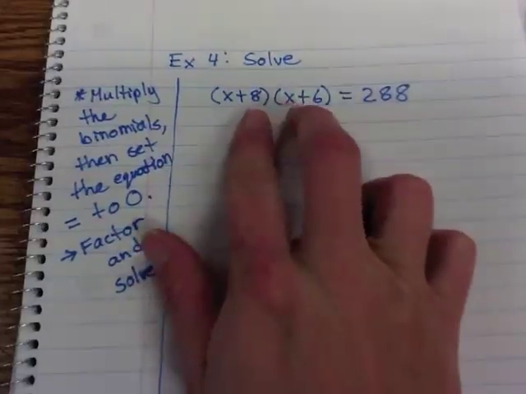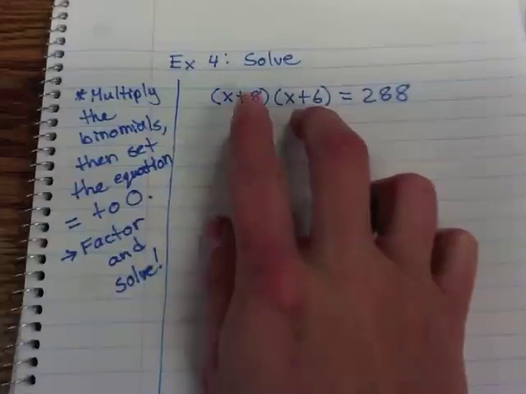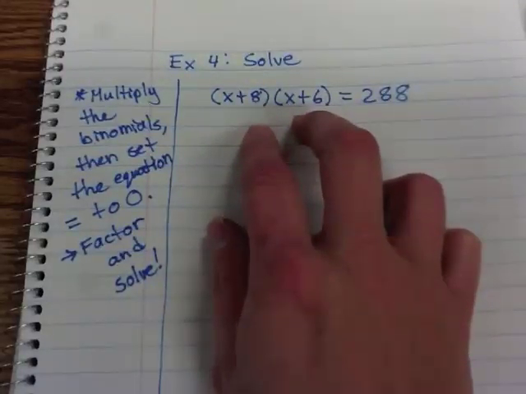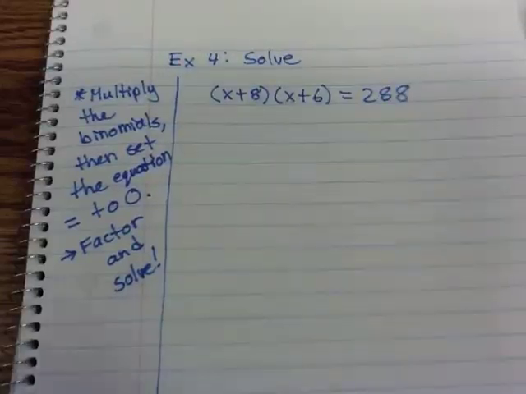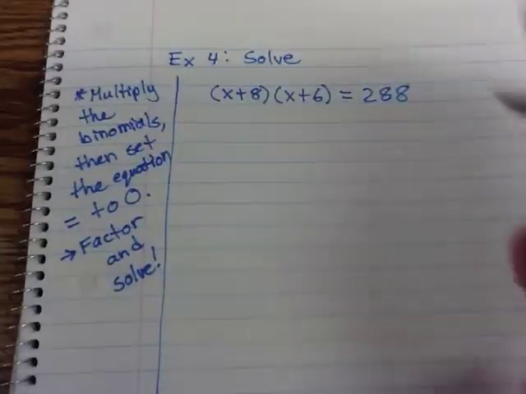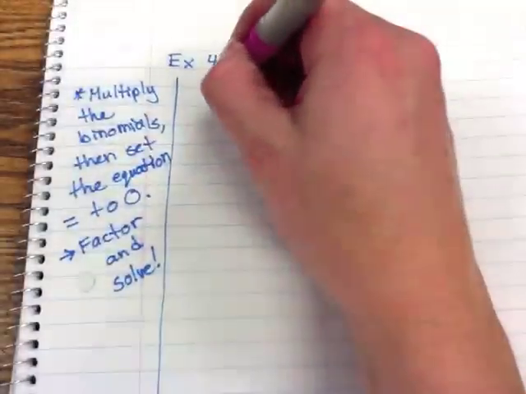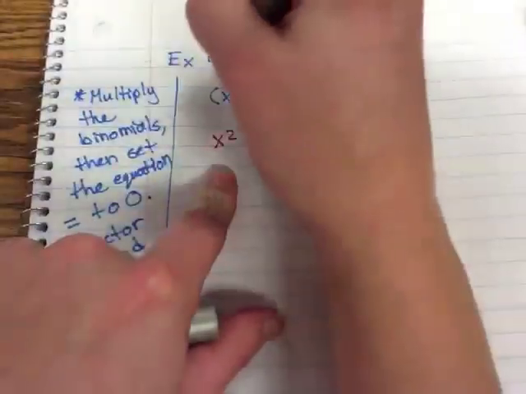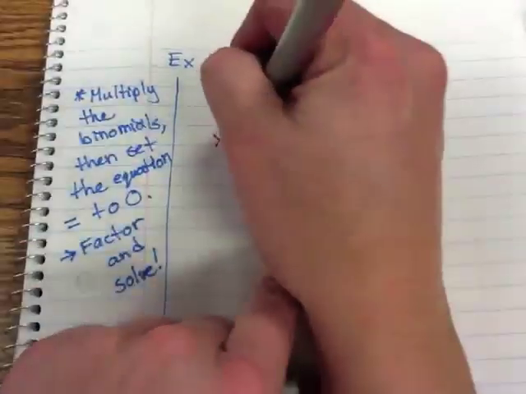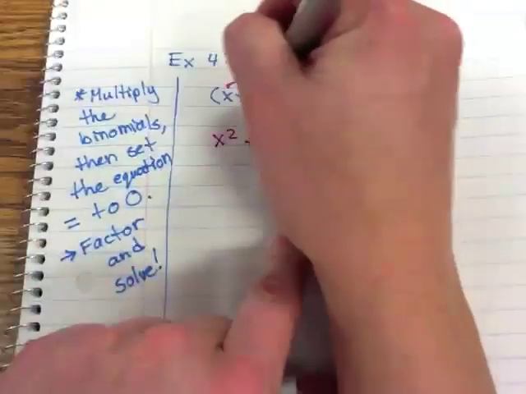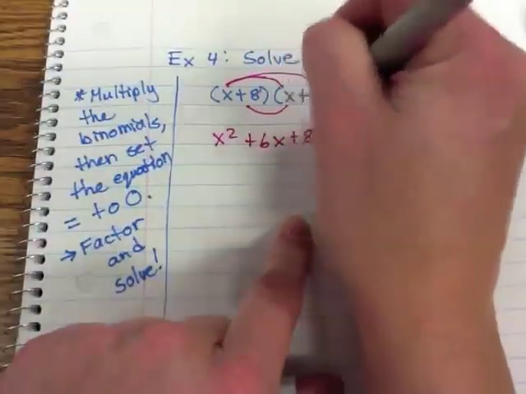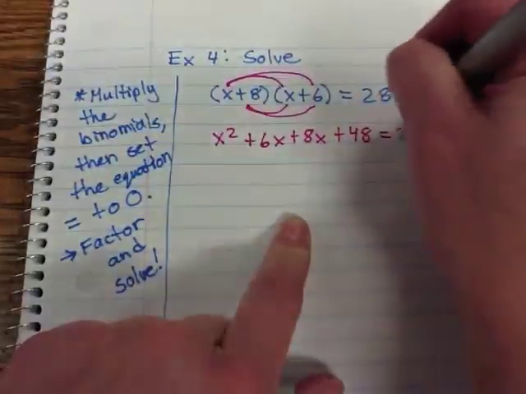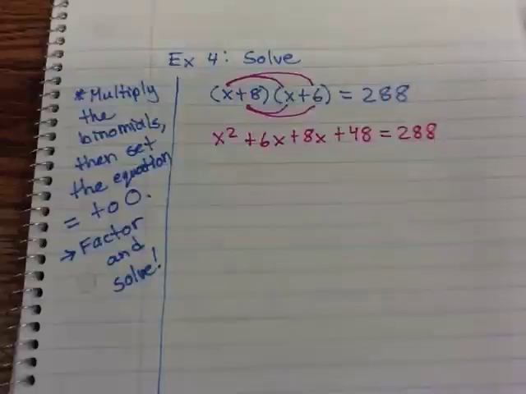Raise your hand if you use the rectangle to multiply these out. Raise your hand if you just use the distributing. Most of you are using distributing. Okay, let's make sure we're doing it correctly then. So what is x times x? x squared. Plus 6x, plus 8x, plus 48 equals 288.